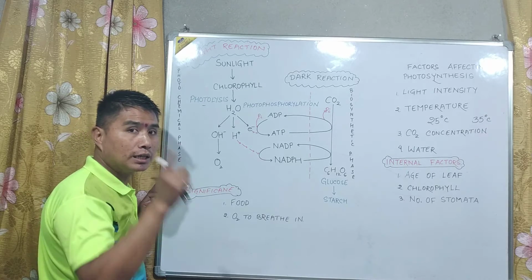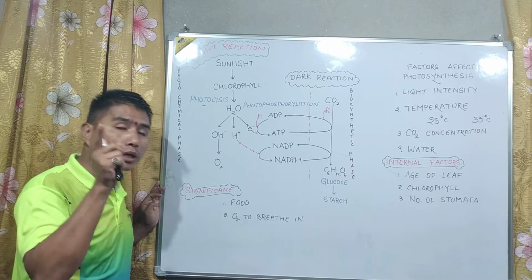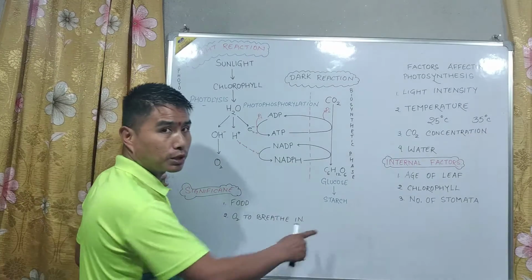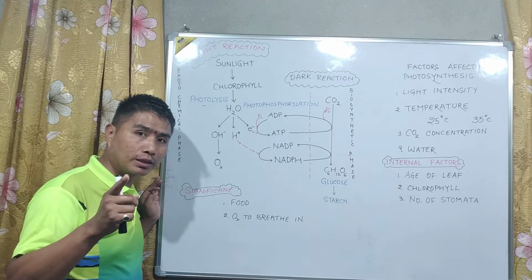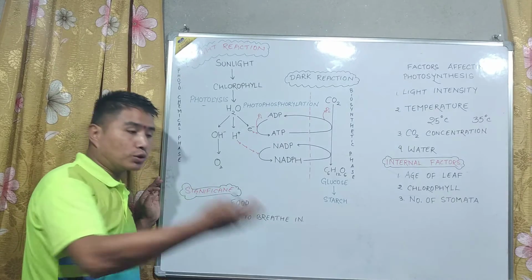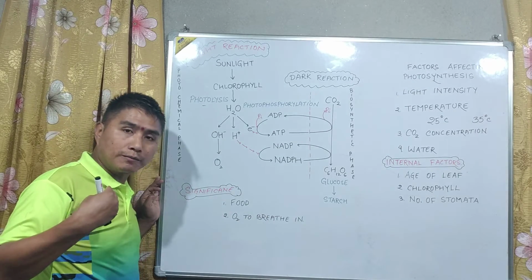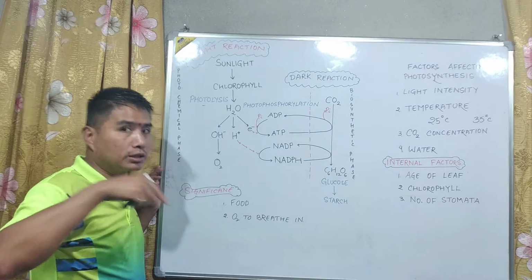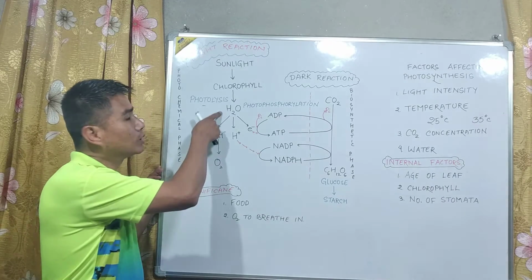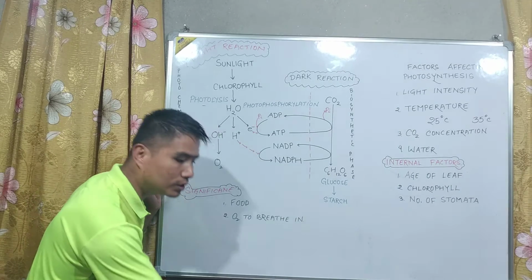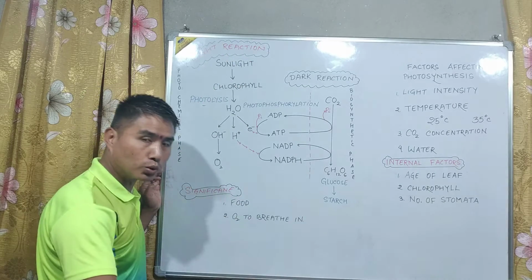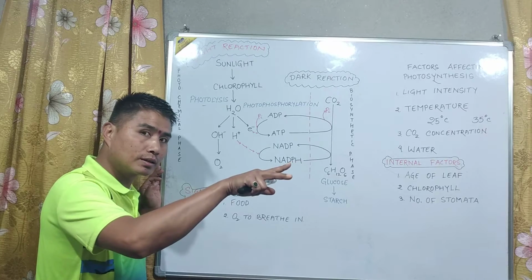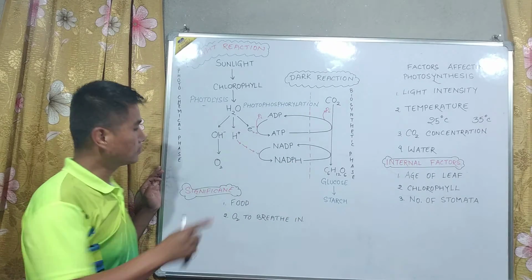So the question might come, what is the source of oxygen in photosynthesis? Because in photosynthesis, what is produced? Oxygen is produced as a byproduct. Isn't it? Plants photosynthesize and give us oxygen. So the question might come, what is the source of that oxygen in photosynthesis? Then the source is water, the water which is going up to the leaf from the root via xylem. So when that water breaks up, oxygen gas is produced.